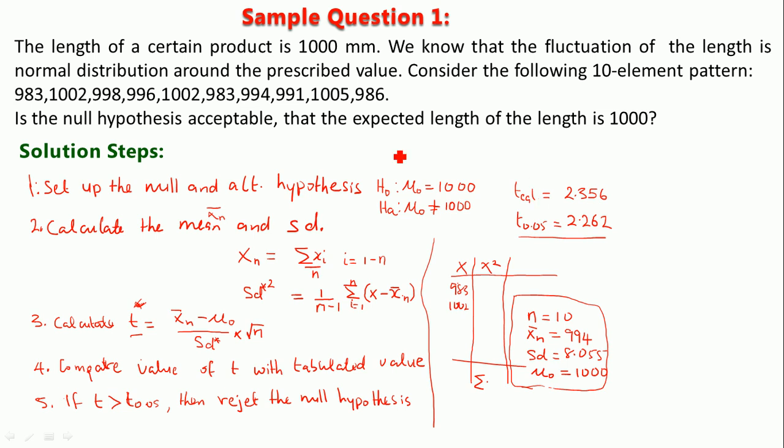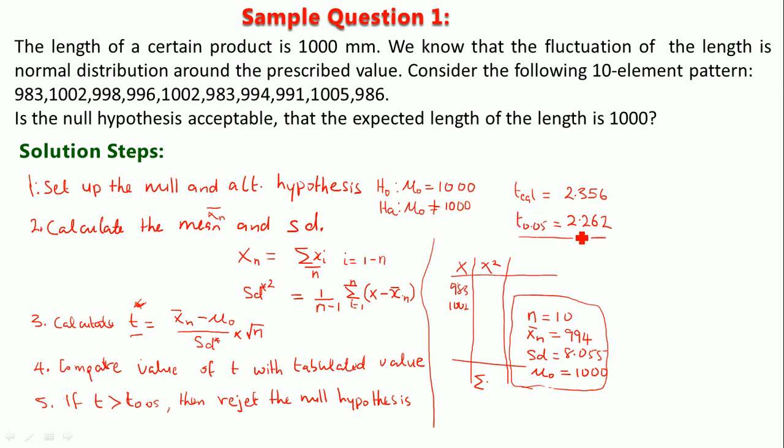It means that the length is not 1000. It means that this average length is not 1000. We are not accepting this hypothesis. So since this calculated value is greater, we reject the null hypothesis.